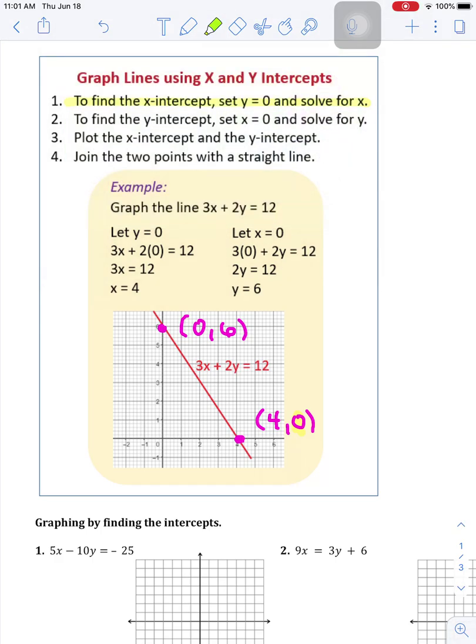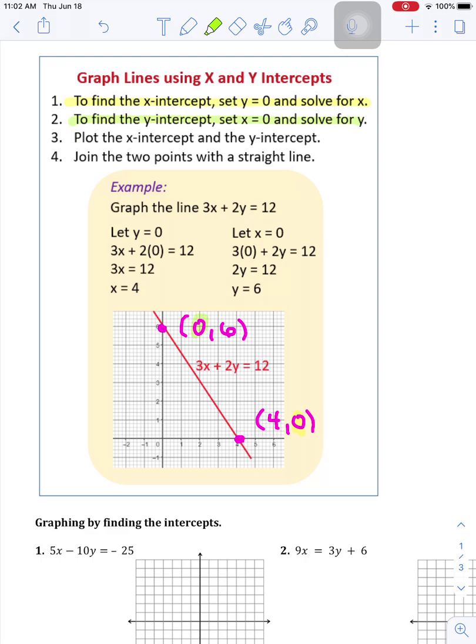Now, if you take a look at your y-intercept, right, that's on the y-axis, every point on the y-axis has a 0 for the x. So to find the y-intercept, you let x equal 0, and then you solve for y. Now, the nice part of these is that if the equation is in what we call standard form, it is really easy to graph using the x and the y-intercepts.